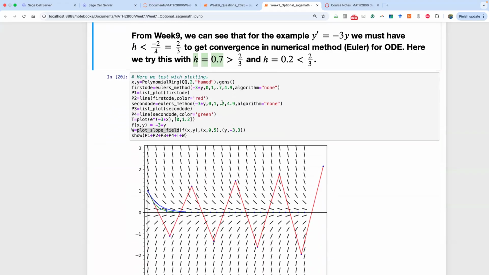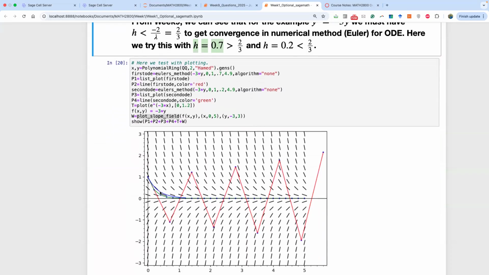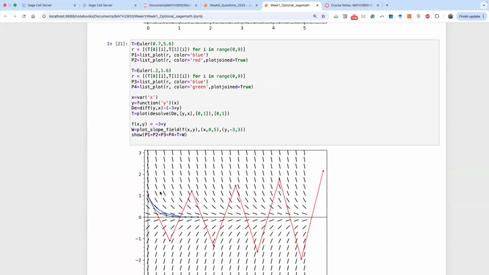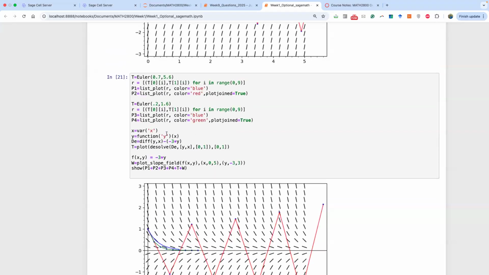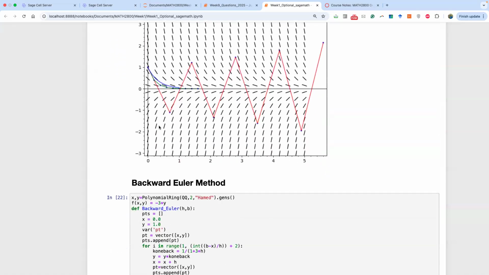So the step size of 0.2 is the green one. It's this one. So it is really converging. Okay, so other examples. It's the same thing, like a step size of 0.7. Here, same plot.